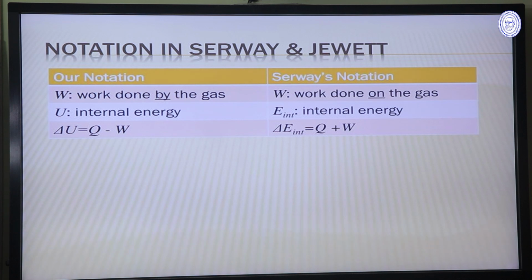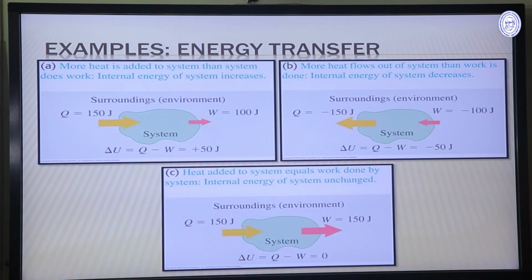There are numerous books that follow the convention of writing delta E for the internal energy, whereas many books refer to internal energy with delta U. However, the meaning is the same in both. Now let's understand it more clearly if we look at these diagrams A, B and C. Let's concentrate on the first diagram, A.